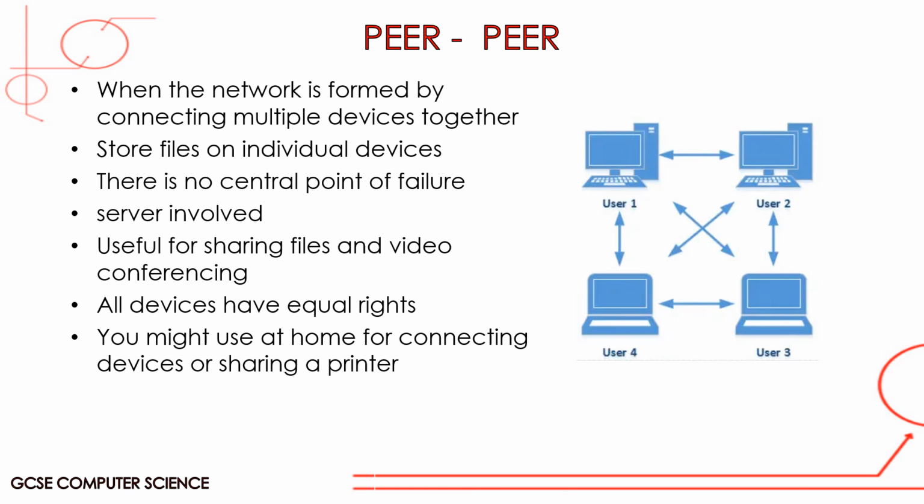Peer-to-peer is another form of network setup, and this is where the network is formed by connecting the devices together. This means that there's no central point of connection. There is no server involved. Now this is really useful for sharing files and video conferencing. All the devices have equal rights. You might use something like this at home for connecting devices or sharing a printer. It's when there is no central point of failure.